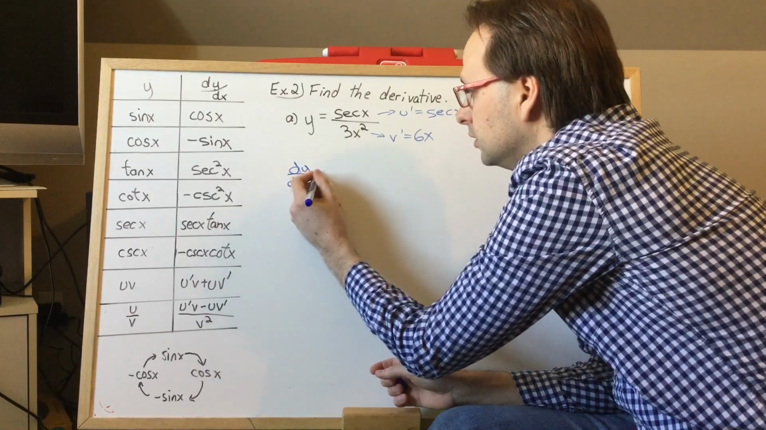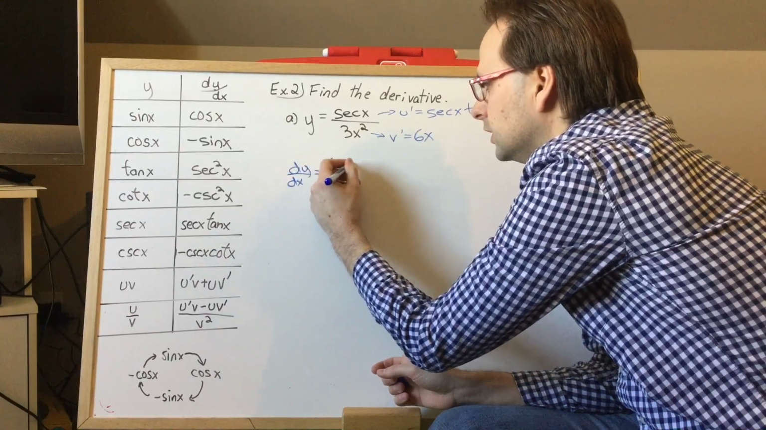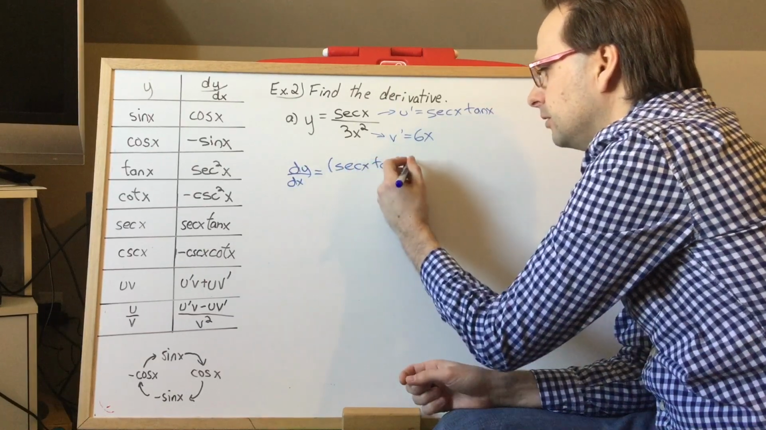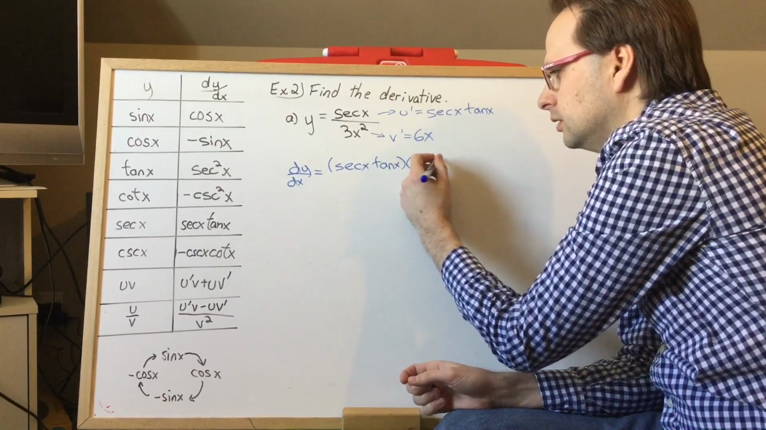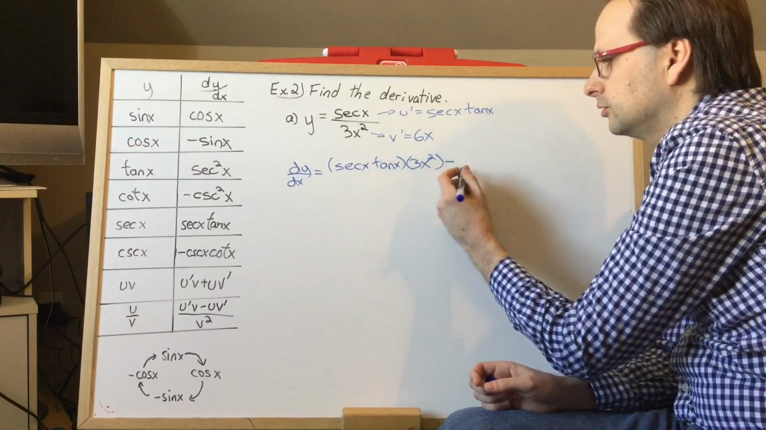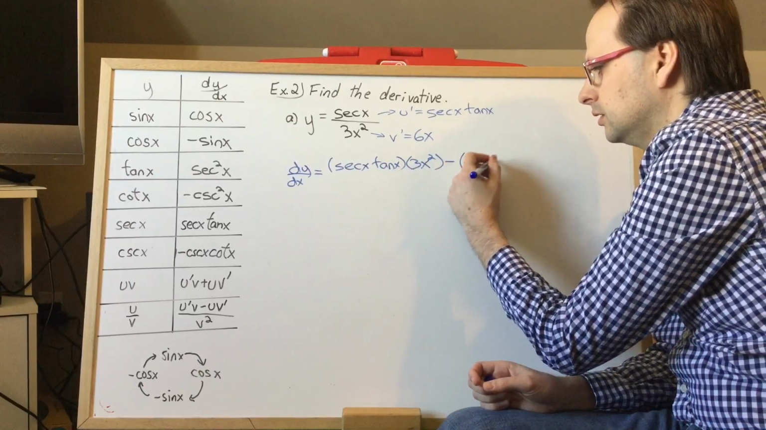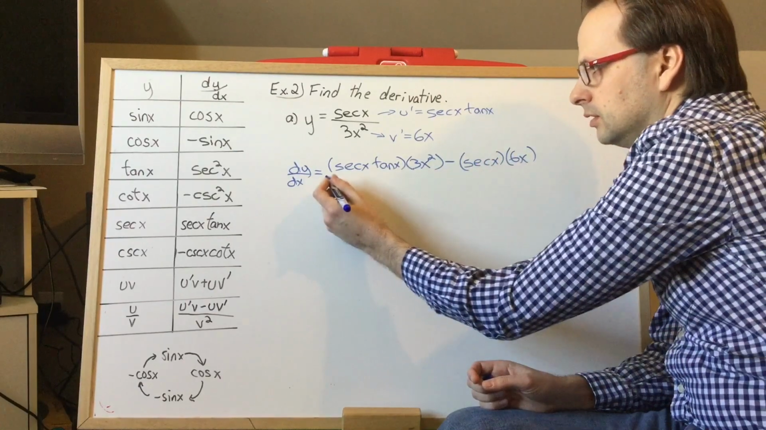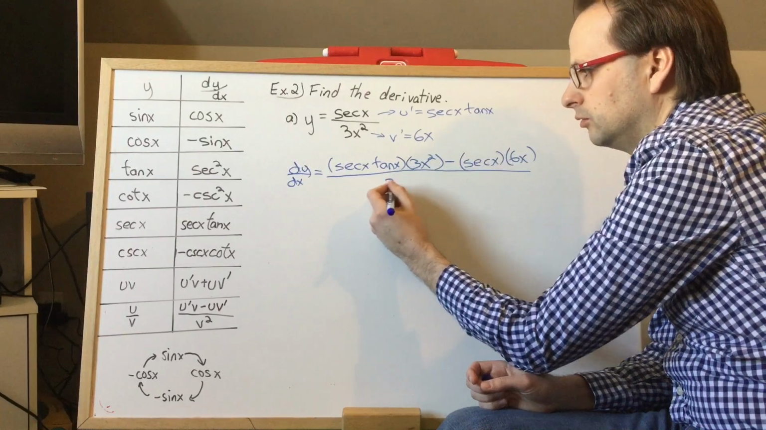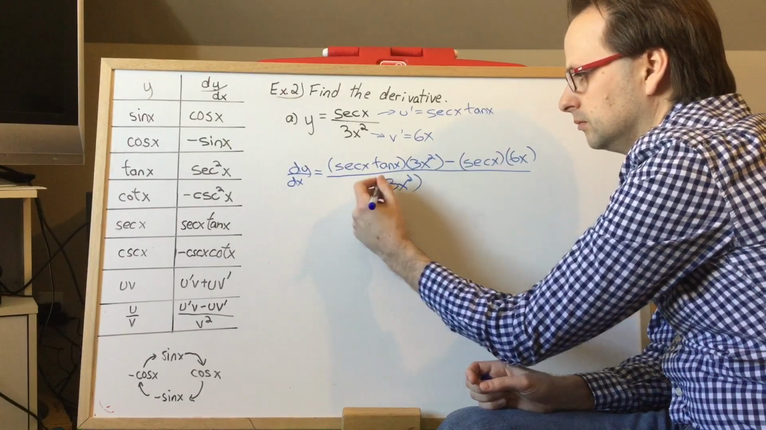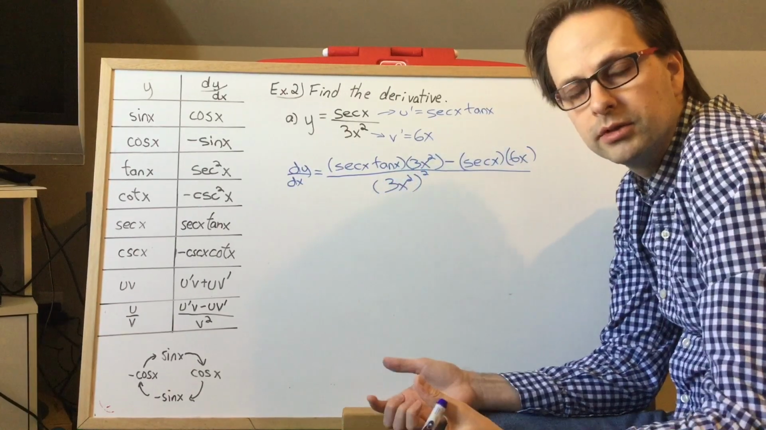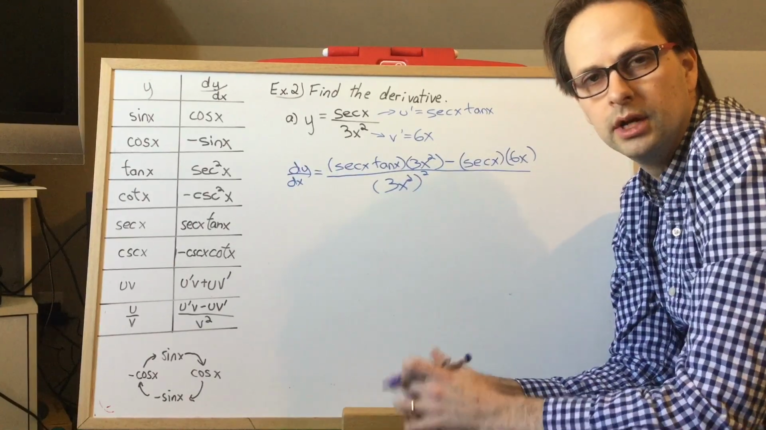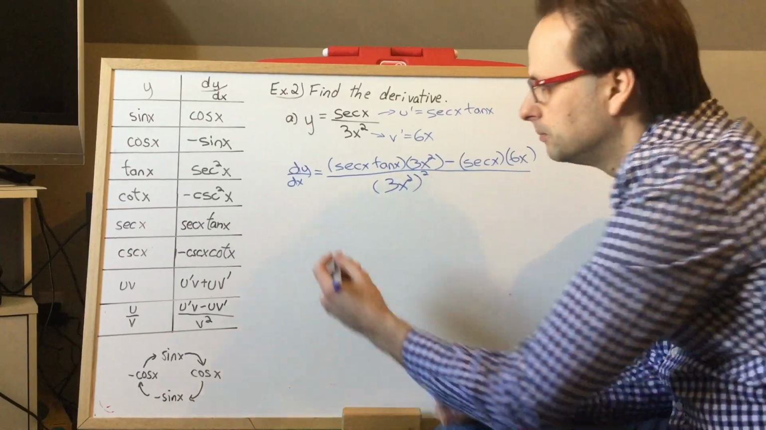So it's going to be u prime, which is secant x tan x, by v, which is 3x squared, minus u, which is secant x, by v prime, which is 6x, all over v squared. And I'm putting everything in brackets to be paranoid and make sure I know what's being multiplied together. Let's see what happens when we multiply them out.